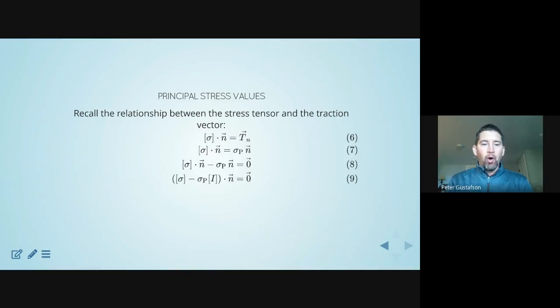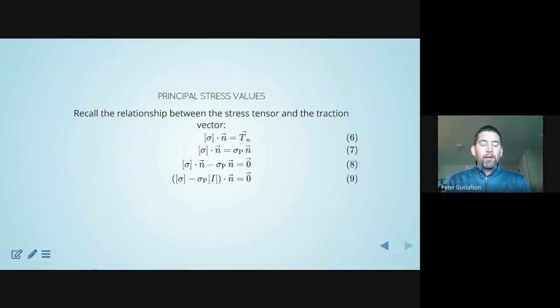But nevertheless, we know that the stress tensor dotted with this unknown vector is going to be equal to the traction component, Tn, which we also know is going to be equal to the magnitude of the traction times its direction. So right-hand side, sigma p times n. Okay, now we can do a little bit of mathematical manipulation. We move the sigma p n to the left-hand side. So sigma dot n minus sigma p times n is equal to 0. 0 on the right-hand side, a zero vector.